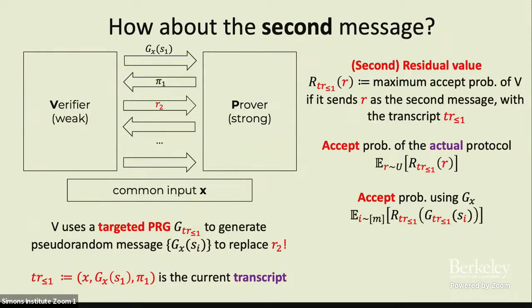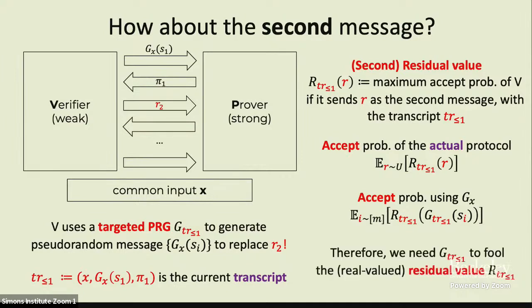So we should think of it as an input, not really as a subscript. Yes, it's an input. I'm just trying to make it look better. So therefore we need the new targeted PRG to fool the second residual value.